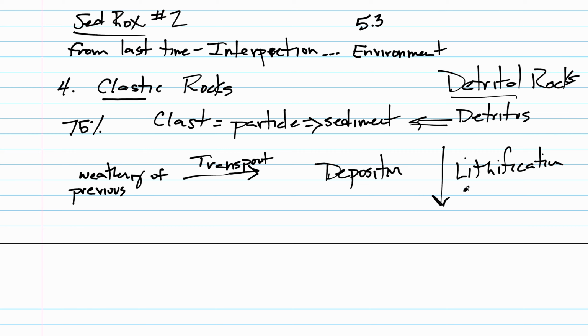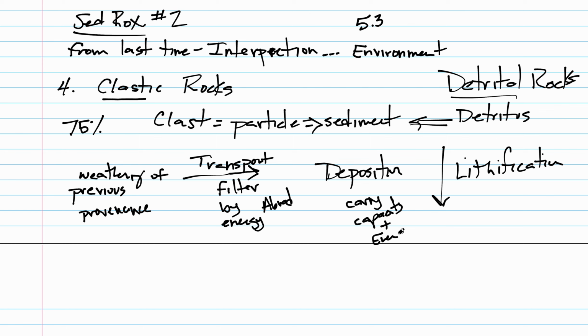As I put those words down as the recipe for a clastic sedimentary rock, I hope you're making a connection to sediments and the word provenance, which has to do with the parent, where things are coming from. Transport is a filter, and it filters by energy. It also abrades, which is how particle shapes are produced. Deposition has to do with carrying capacity and energy. And then lithification we need to break down into its own thing.